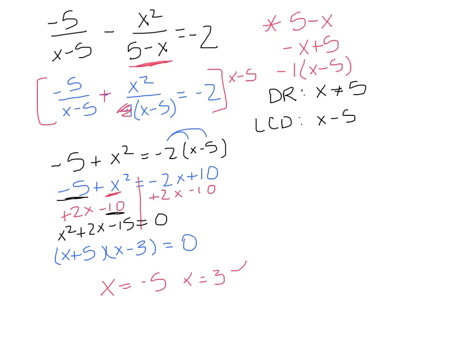Now, think about your domain restriction. If x equals negative 5 and x equals 3, and I have a domain restriction of x cannot equal positive 5, I'm actually okay. Nothing cancels out. X can equal negative 5. X can equal 3 because neither of those clash with my domain restriction. So I'm done. That's my final answer.